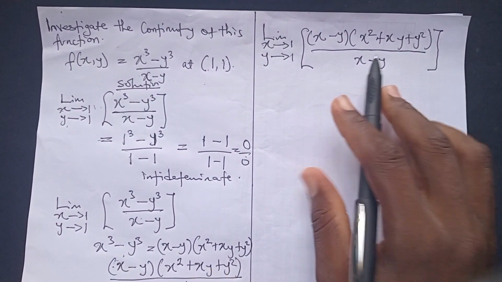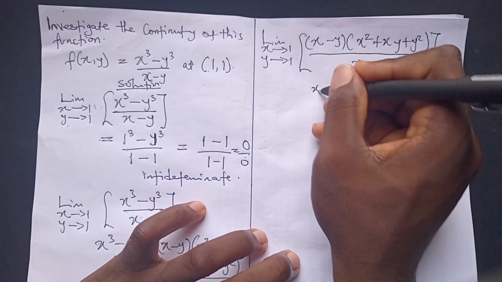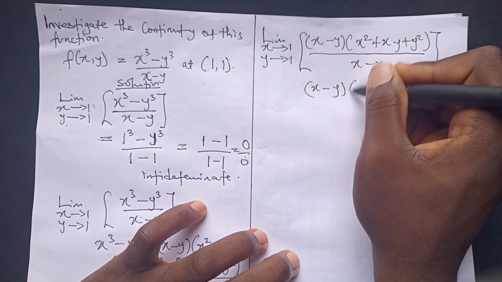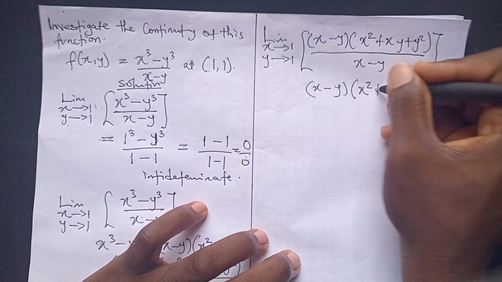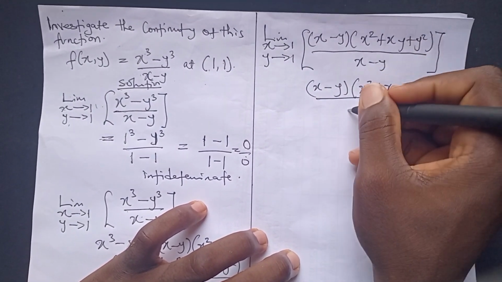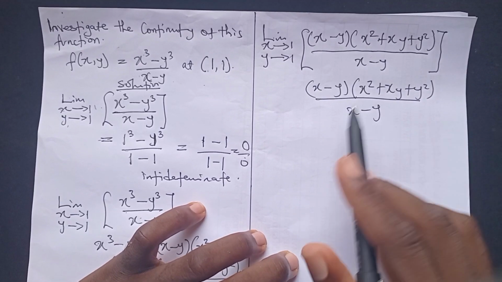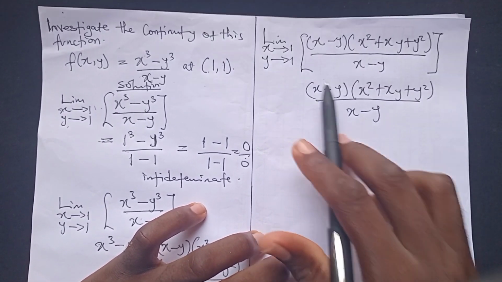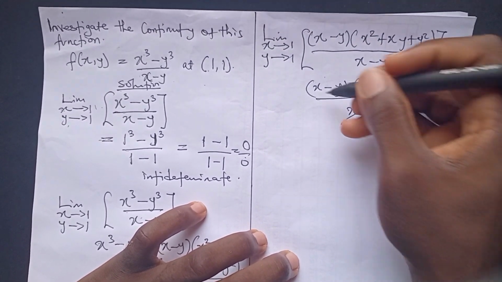So now what did you observe here? We have x minus y, x squared plus x y plus y squared over x minus y. So what do you observe here? These two can cancel out. So you can cancel out these two.